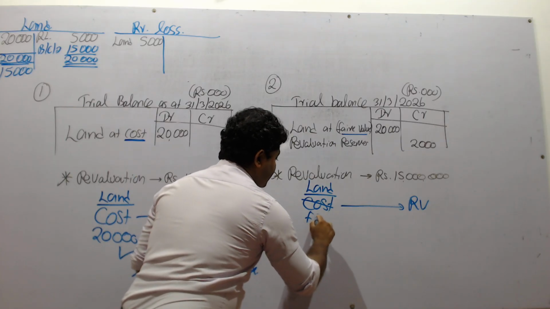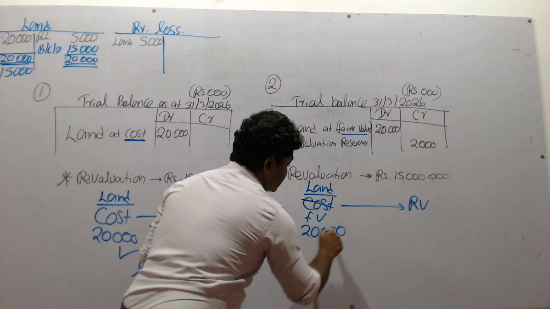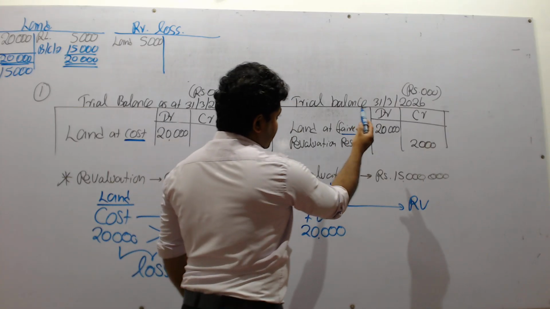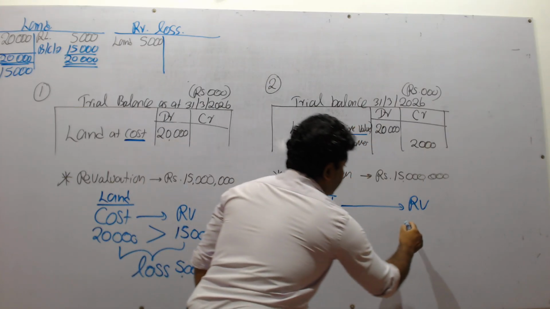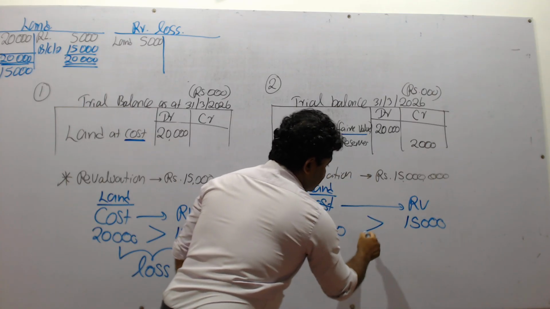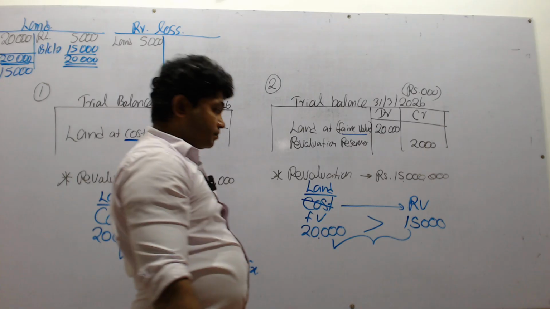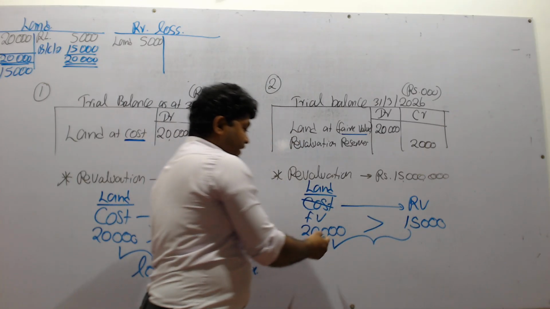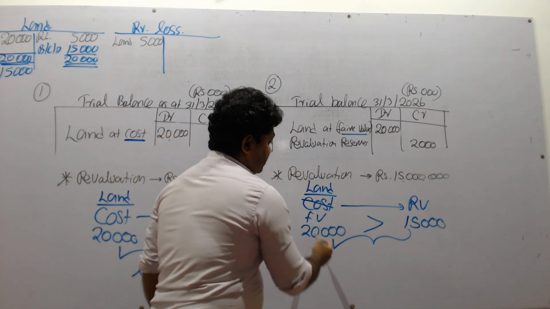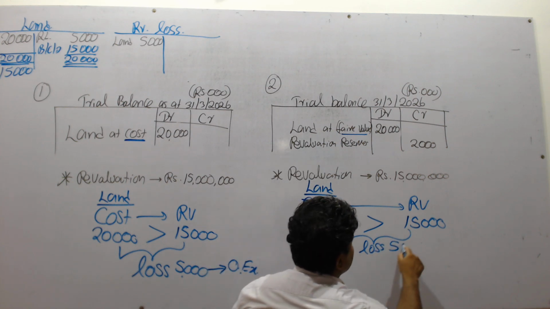It has been given as a fair value. It should be compared with this year's revaluation amount. Therefore, this is the previous year's revaluation amount. That value should be compared with this year's revaluation amount. This year, the loss is 5,000. The revaluation amount is lower than the previous year's revaluation amount. Therefore, the difference should be considered a loss of 5,000.